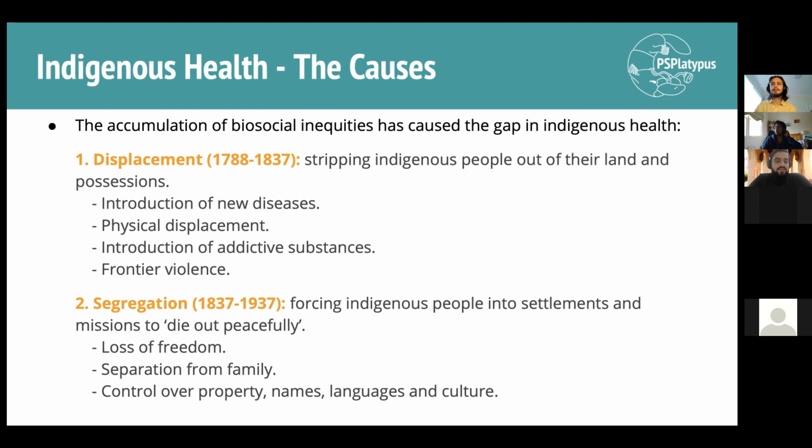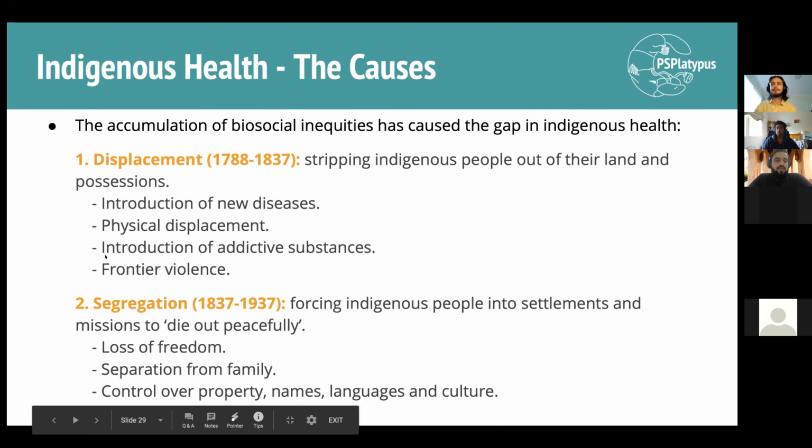Then we have segregation, which started from 1837 to 1937. The numbers of indigenous people dropped dramatically due to the displacement and the massacres, and when the Europeans noticed that, they forced the indigenous community into settlements and missions to, as they called it, die out peacefully. And this caused the loss of freedom because they were put into settlements forcefully.